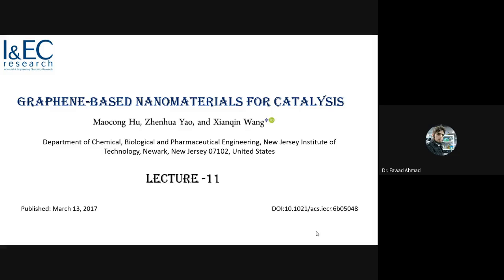Graphene is one of the most promising materials these days, used in electronic circuits and many electronic devices, and it is a very novel and highly versatile material. It is going to change even the nature of our electronics and some other materials as well. Keep in mind, this paper was published in Industrial and Engineering Chemistry Research, I&EC Research, in 2017.